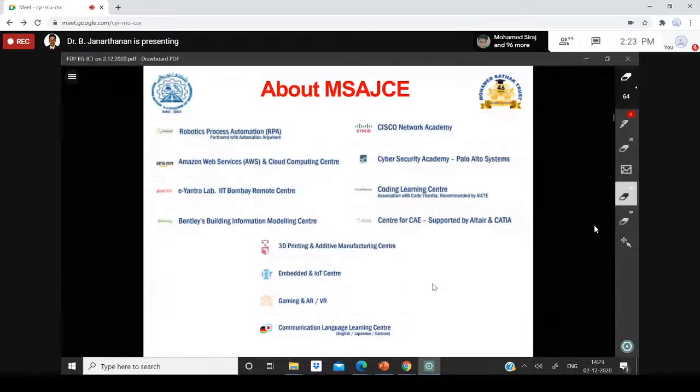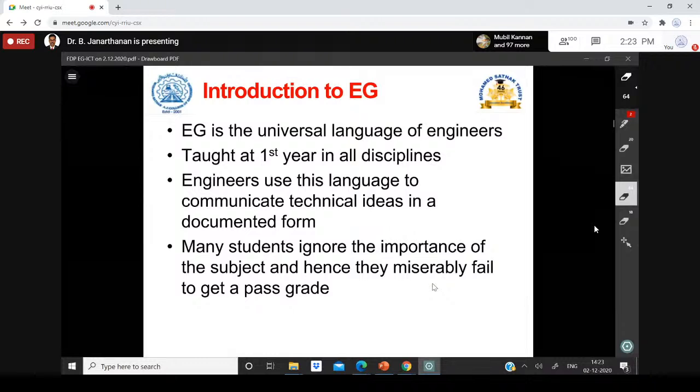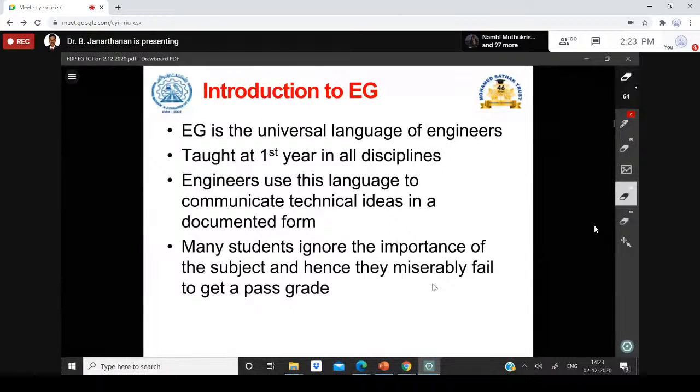So now I'll dive into engineering graphics. Engineering graphics is, as all of you know, the universal language of engineers. You need not have text for this, so it is the universal language. Anybody can read this language. So it is generally taught in the first year in all disciplines. Engineers use this language to communicate technical ideas in a documented form.